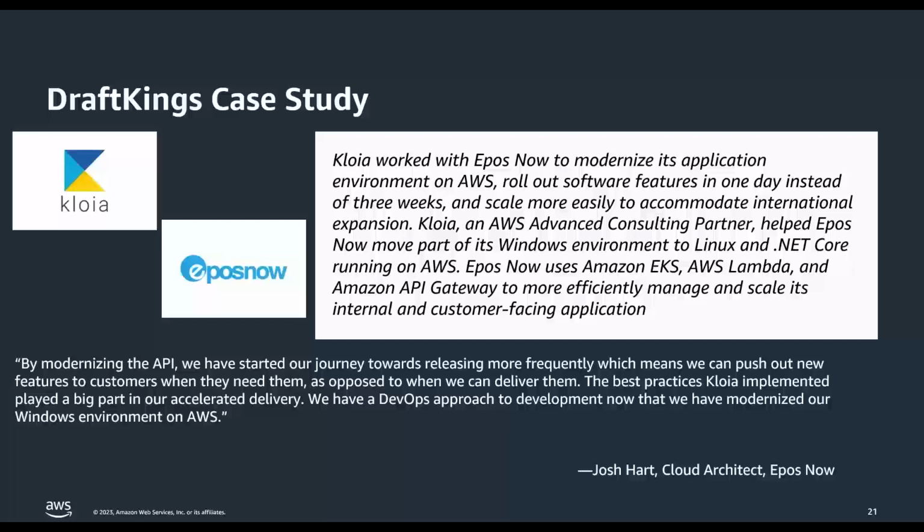So as a result of all of this joint effort between Cloya and EPOS Now, they can roll out software features in a day instead of 3 weeks earlier, and they're able to scale more easily to accommodate their international expansion. So all in all, it was really a great partnership between Cloya and EPOS Now to completely revamp their architecture on AWS, and it helped them realize the benefits of cloud native technologies. So again, a really good story for our customers to learn from.